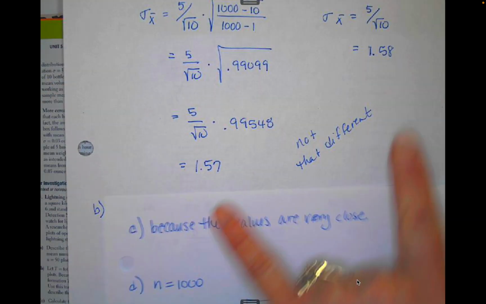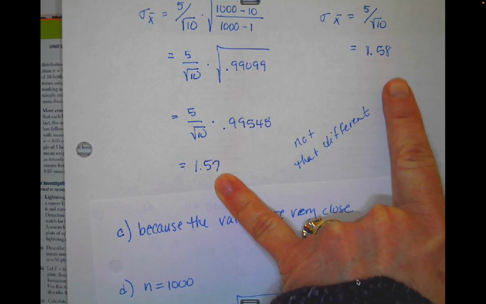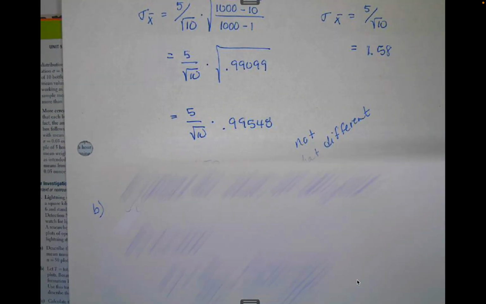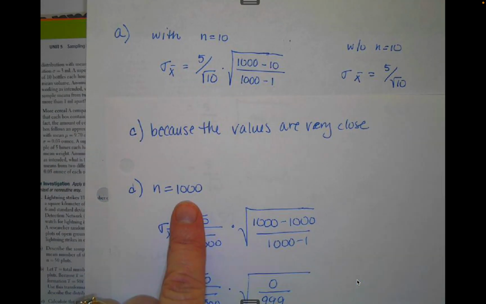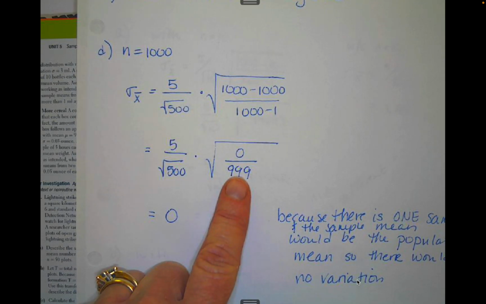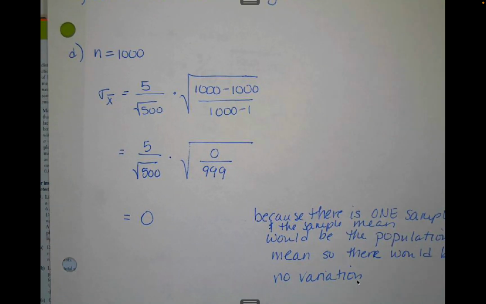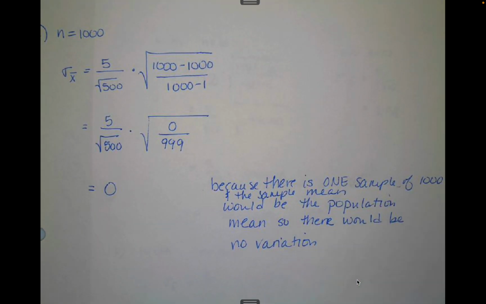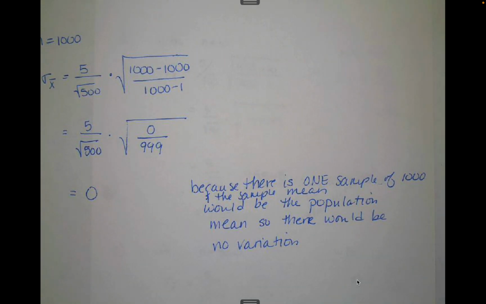And C, it asks you, based on the answers, explain why we can use the formula when we are less than 10%. Again, the reason why we're using the formula when we're less than 10% is because the answers are practically the same, okay? In part D, it said you were taking the entire population as your sample size. So when you plug everything into the correction, you end up with a standard deviation of 0. That should make sense. There is only one sample of 1,000. If I have a population of 1,000, there's only one sample of 1,000. So if I take the mean of that, it has to be the population mean, so there has to be no variation. There's only one value, okay?